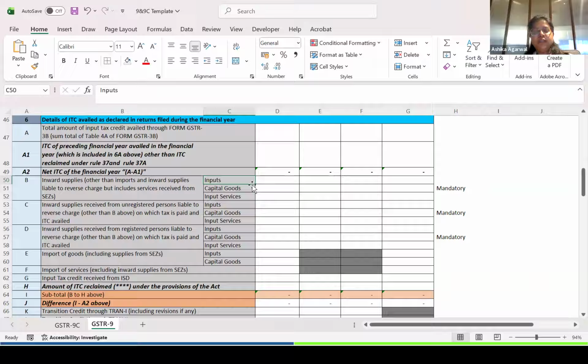For input and input service, they have given liberty, so you can report the total in inputs instead of bifurcating into input or input service.